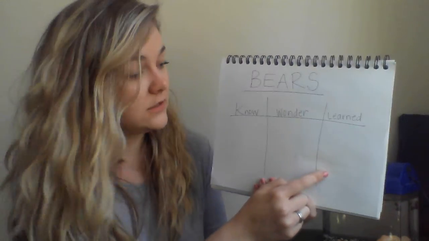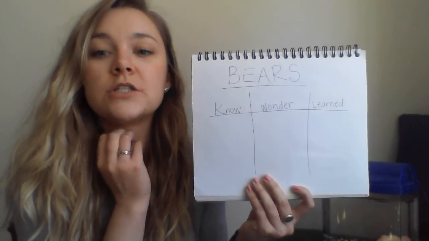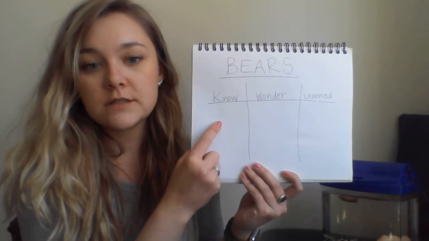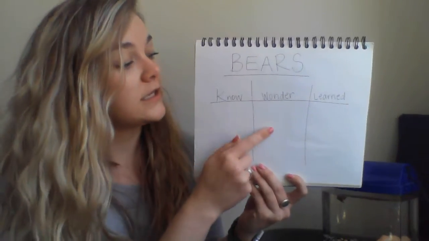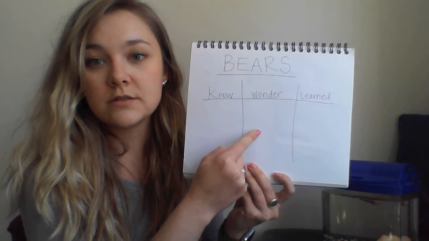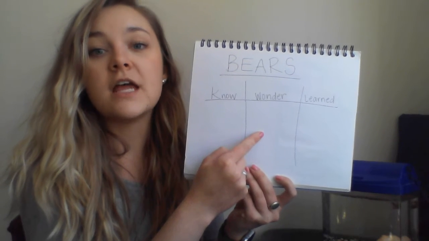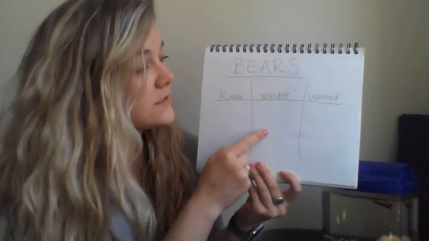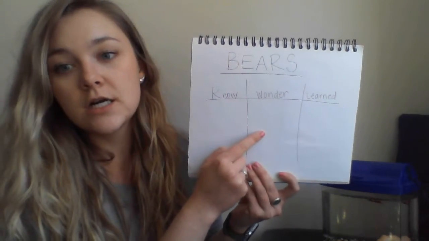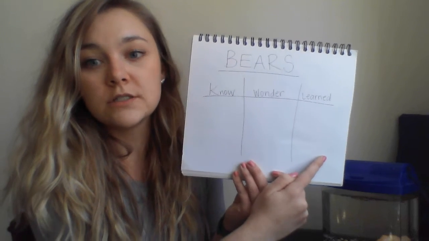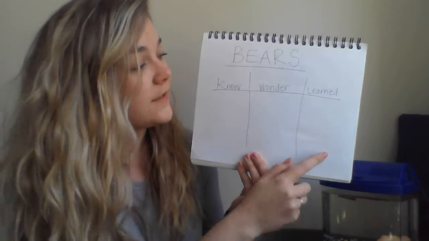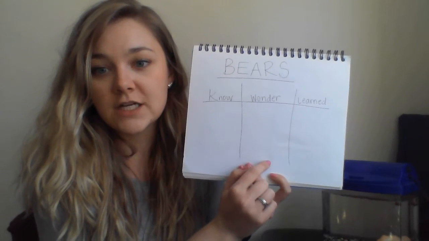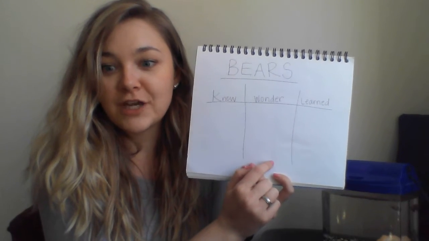So your job will be to make a KWL chart. Write at least one thing you already know about bears. Then write at least one question you have about bears. Then you'll listen to the read aloud. And then after you've listened to the read aloud, you'll come back to your chart and write at least one thing you learned. If you didn't find the answer to your question, go see if you can find it. If you still have the question and can't find it, tell me what your question is. I'll help you find it.